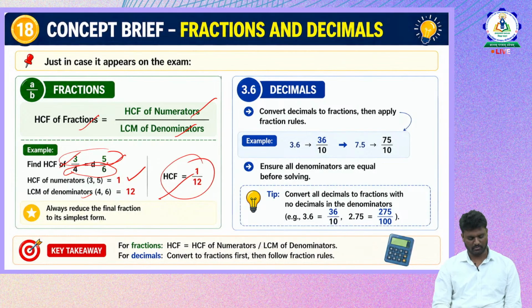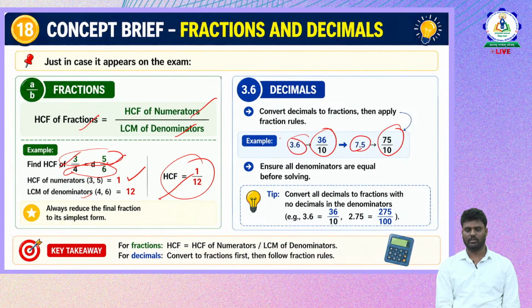Always reduce the final fraction to its simplest form. This is one way: when they give fractions, we apply this formula and solve for the answer. Similarly, for decimals, convert the decimals into fractions, then apply the fraction rules. For example, 3.6 can be written as 36 by 10 and 7.5 can be written as 75 by 10. If you simplify this, you will get the same answer. So for our convenience, we convert the decimals into fractions, where you can apply this formula and find the solution.